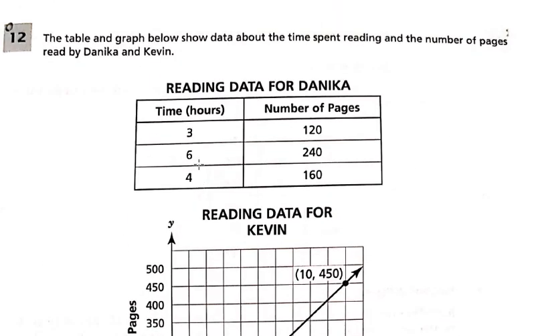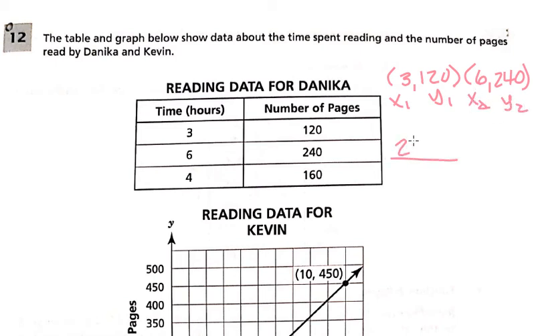So when I'm looking here, all I need is 2 points to find the slope. So I'm going to take 2 points for her. I'm going to use (3, 120) and I'm going to use (6, 240). That's x1, y1, x2, y2. So in my numerator, that's 240 minus 120. In my denominator, that's 6 minus 3.